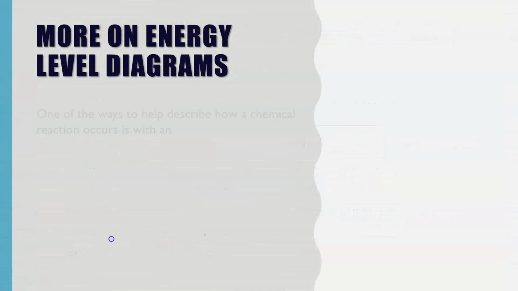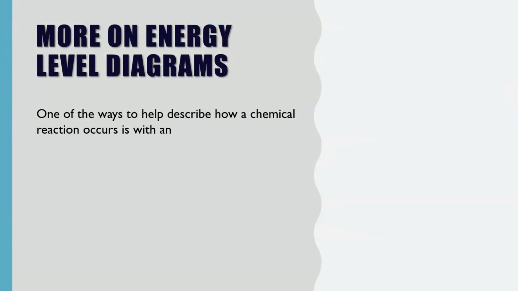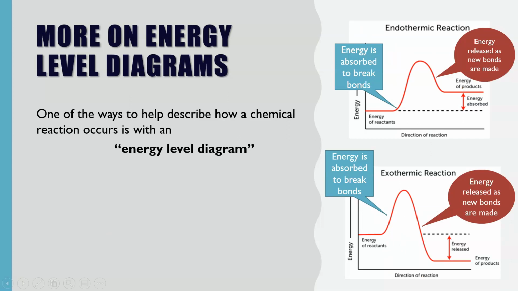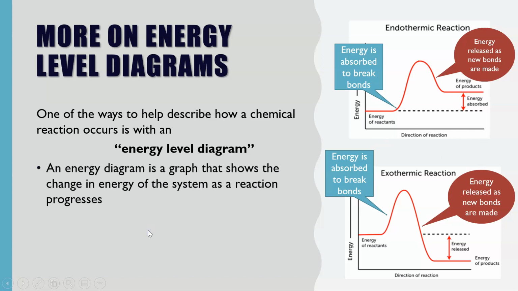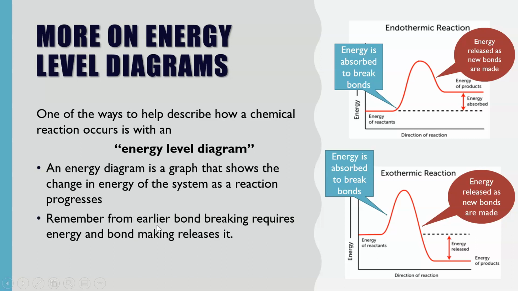Okay, a little bit more on energy level diagrams, so those graphs that we looked at. One of the ways to help describe a chemical reaction is using what we call an energy level diagram. So here we've got a couple of graphs. You've got your energy value on the y-axis, direction of reaction on the horizontal axis. So that is the reaction occurring, okay? Now, an energy diagram is a graph that shows the change in energy of the system as the reaction progresses. Remember from earlier, bond breaking requires energy, and bond making releases energy.